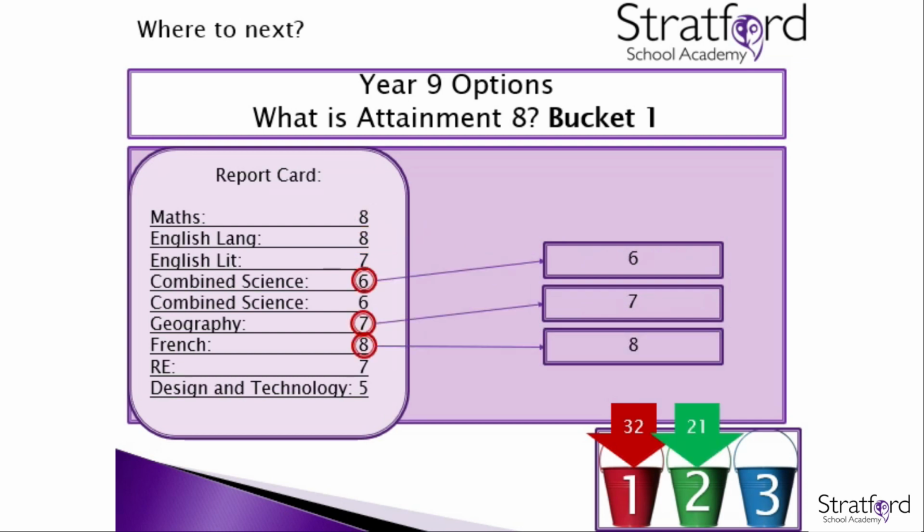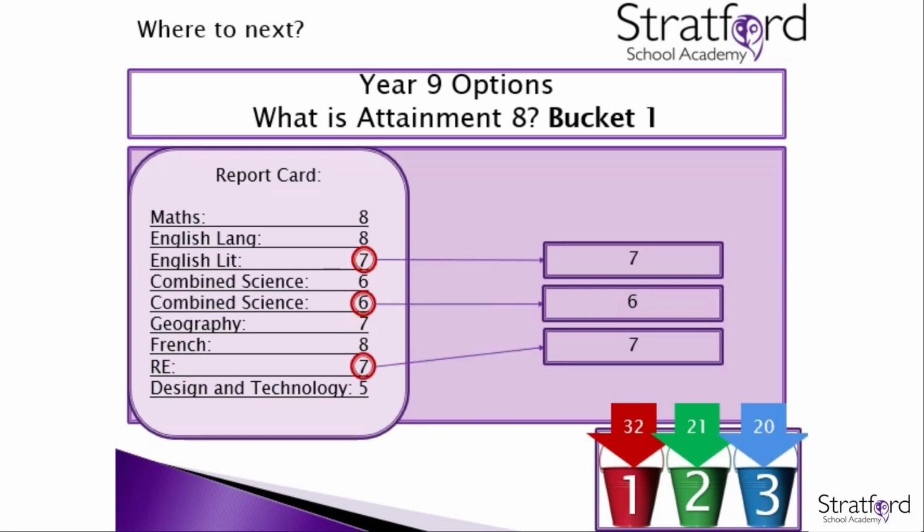For bucket 2, we then take the 3 high scoring EBAC subjects. You can see that this child did not take separate sciences and instead has 2 grades for science, which are the combined science grades. The highest of the EBAC subjects was the French, which was a grade 8, then geography at a grade 7, and then we fill the last remaining slot with one of the sciences, which is a grade 6. So we then have 6 plus 7 plus 8, which equals 21, and gives us a total of 21 for bucket 2.